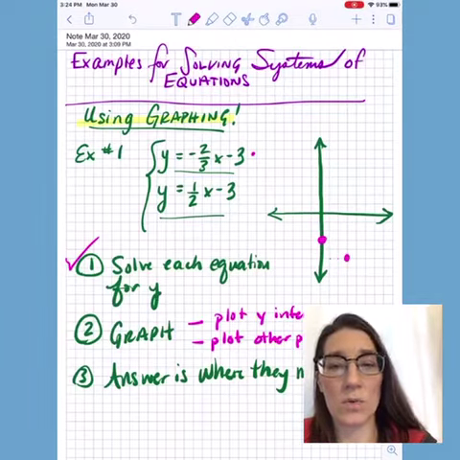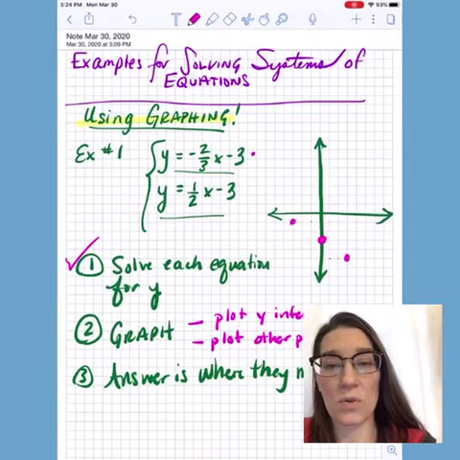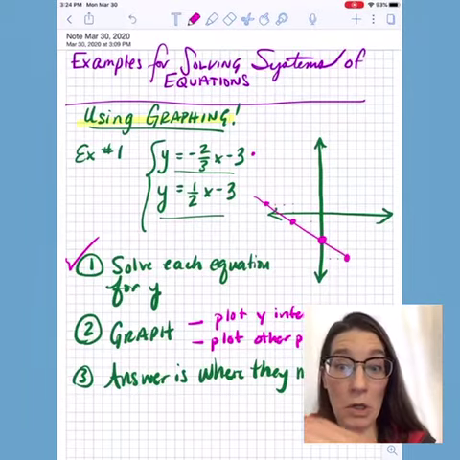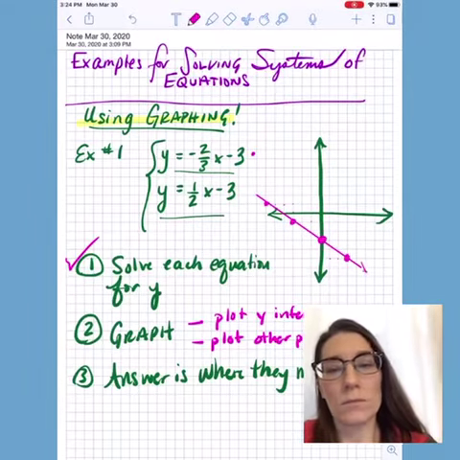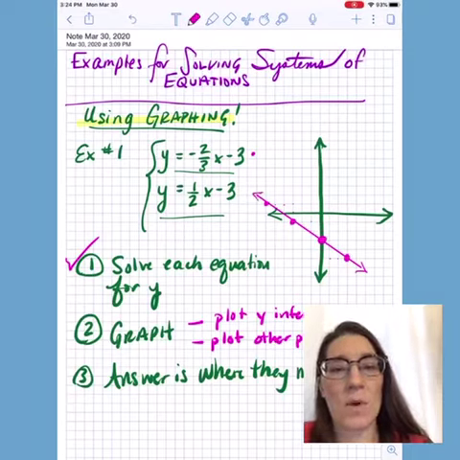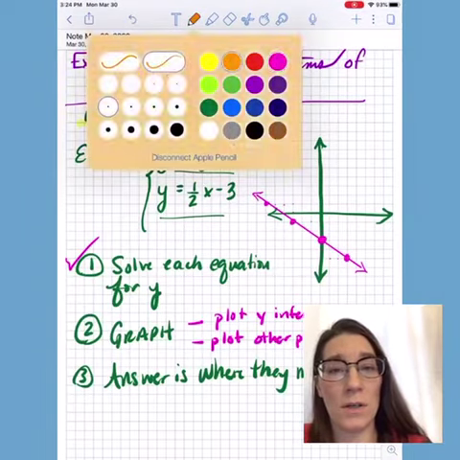I go down 2, right 3, or I can go up 2, left 3. Only one negative move. Remember, Mr. Slope guy, if you put him to the left, goes downhill, okay? And then the second equation I'm going to graph in orange.